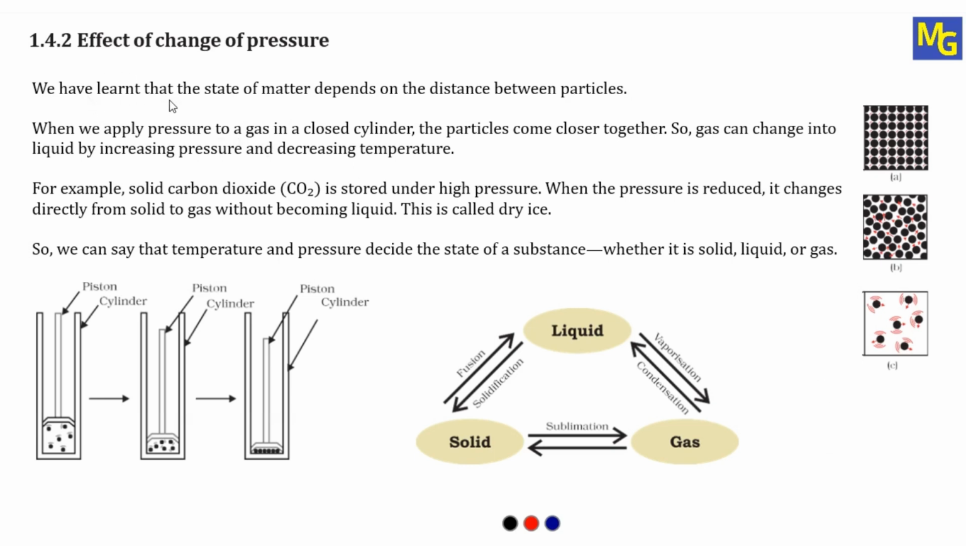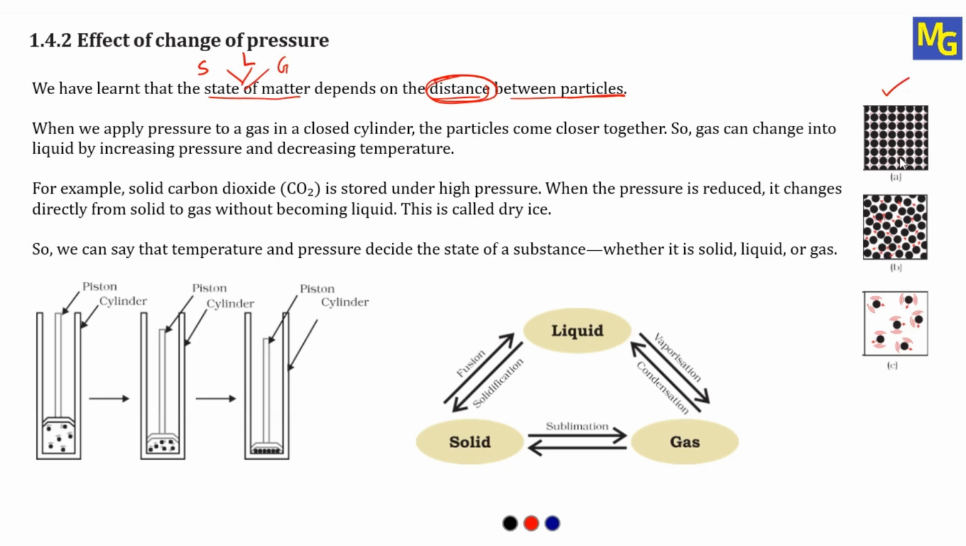We have learned that the state of matter depends on the distance between the particles. So what do states of matter mean? We have three states, that is solid, liquid and gases. These states of matter completely depend on the distance between the particles. Matter is made up of particles, and the distance between the particles will decide whether it is solid, liquid or gas. You can see this in the diagram.